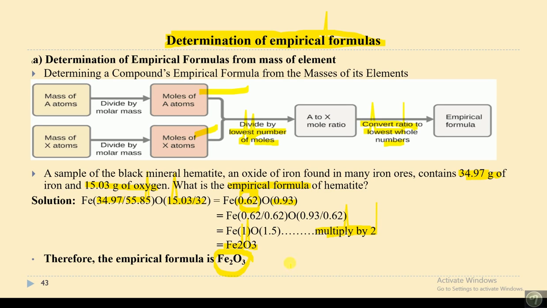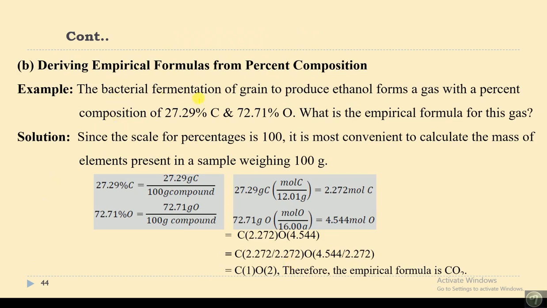Example 2. A bacterial fermentation of grain to produce ethanol forms a gas with a percentage composition of carbon and oxygen. Now I need to find the empirical formula. If percentage composition is given, it is still nothing but mass, just given in the form of percentage, so it is 27.29 out of 100 and 72.71 out of 100.